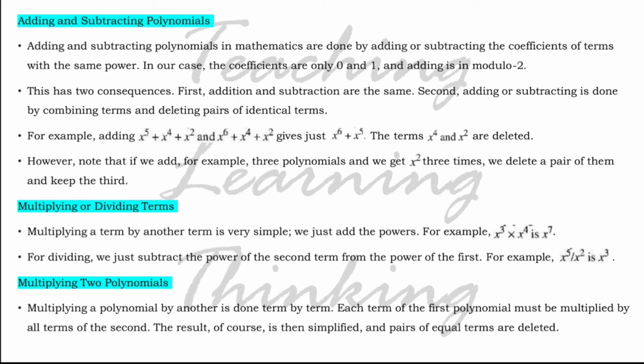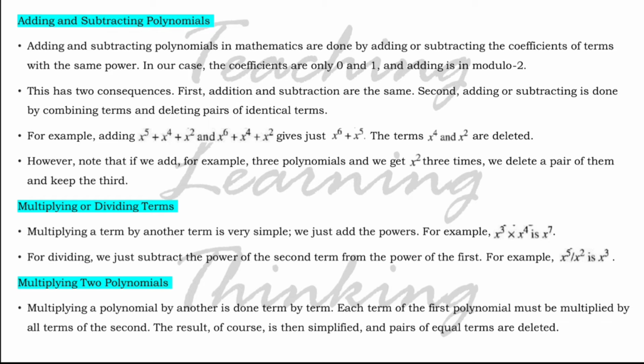Adding and subtracting polynomials in mathematics are done by adding or subtracting the coefficients of terms with the same power. In our case, the coefficients only have 0 and 1, so adding is modulo 2. This has two consequences. First, addition and subtraction are the same. Second, adding or subtracting is done by combining terms and deleting pairs of identical terms.